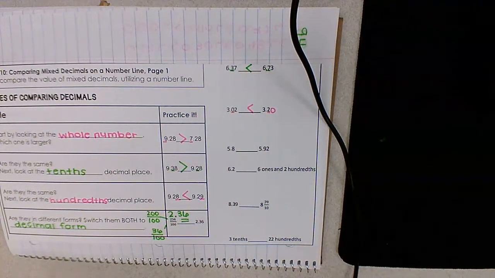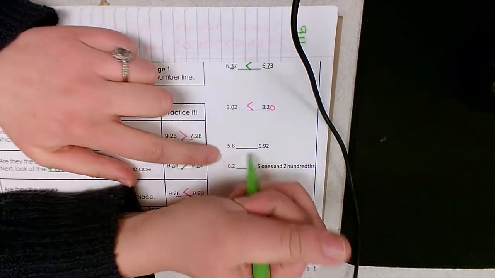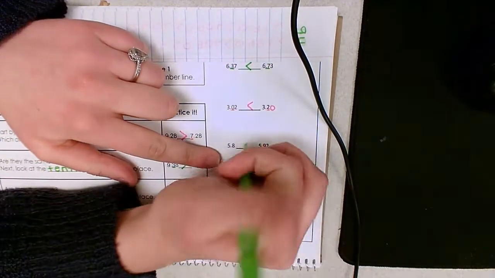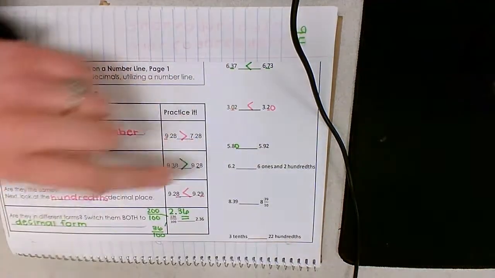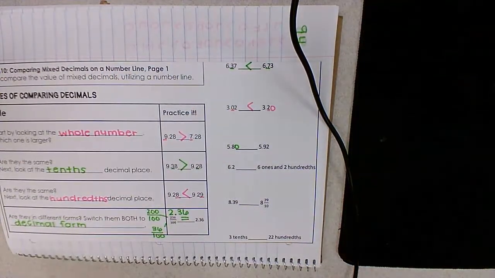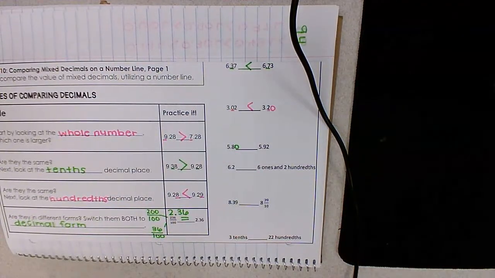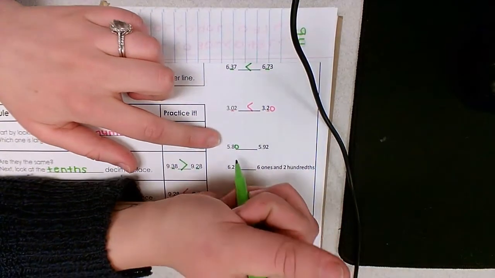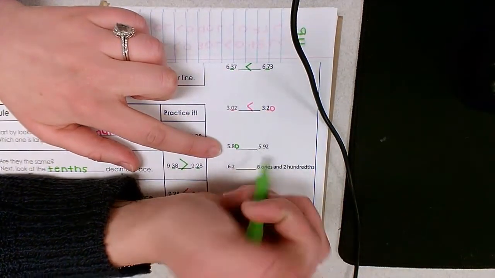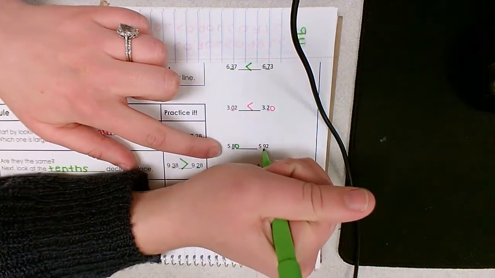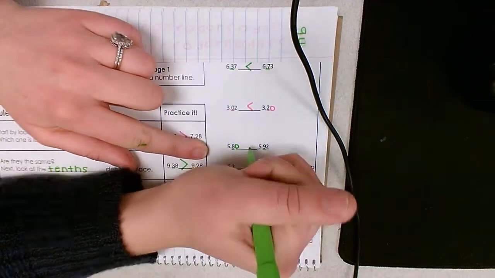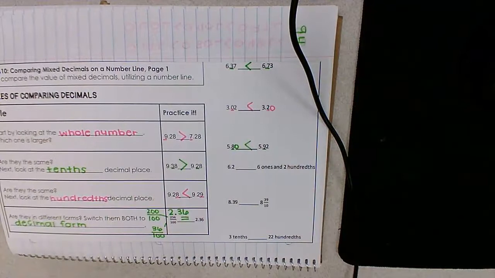We'll do the same thing for this one right here. We have 5 and 8/10, 5 and 92 hundredths. Just going to quickly change this to 80 so that we have both of these in the hundredths place. All right, the 5's are the same. Go to the 10th place. 8 versus 9. 9 is larger.